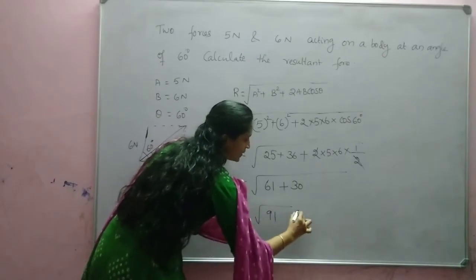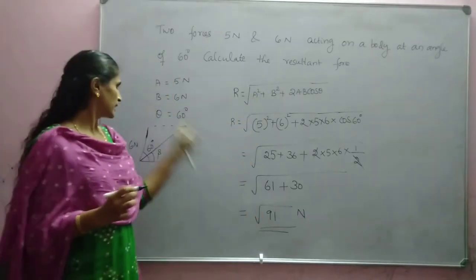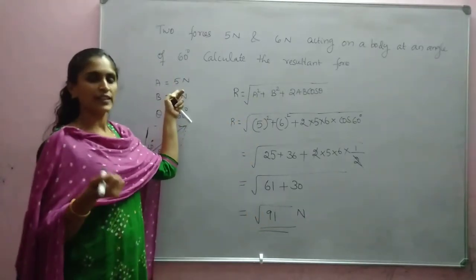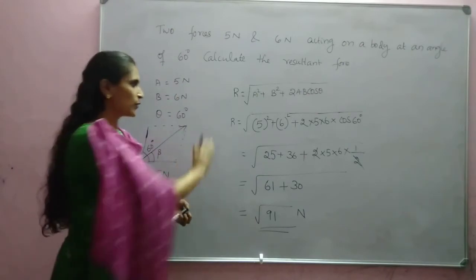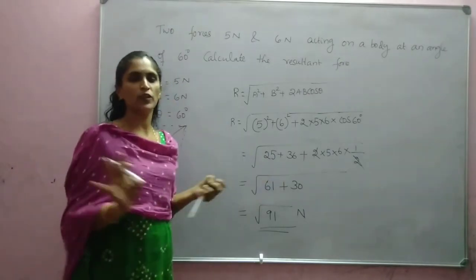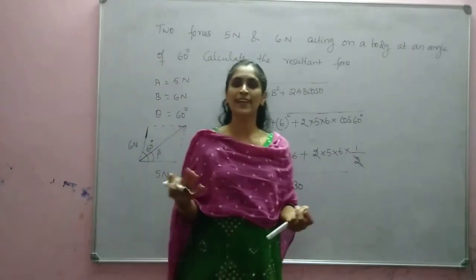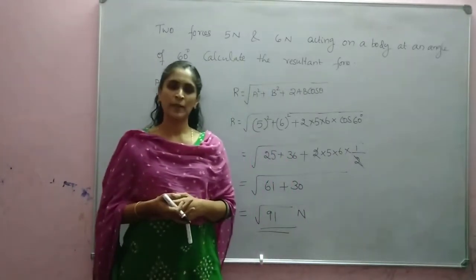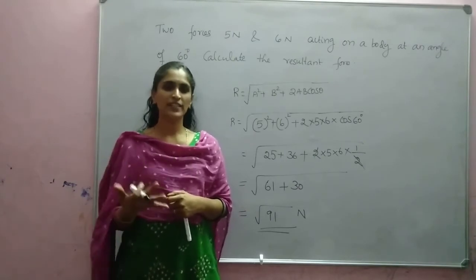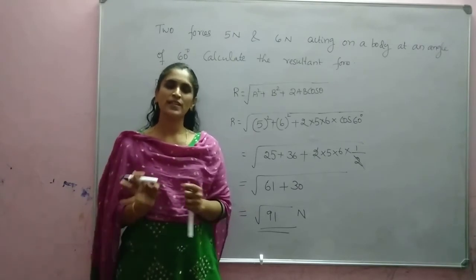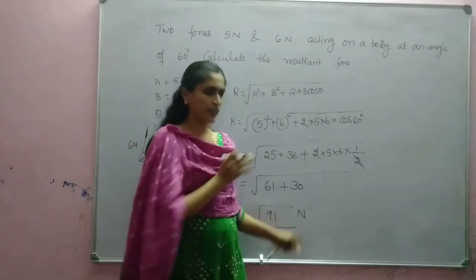What is the unit? The unit is Newton because A and B are forces and their unit is specified. If it is not specified, you need not write the unit. It's not necessary that only forces will be acting; many other quantities are also vectors. So if it is not specified, no need to mention the unit. If it is given in the problem, you can write the unit.